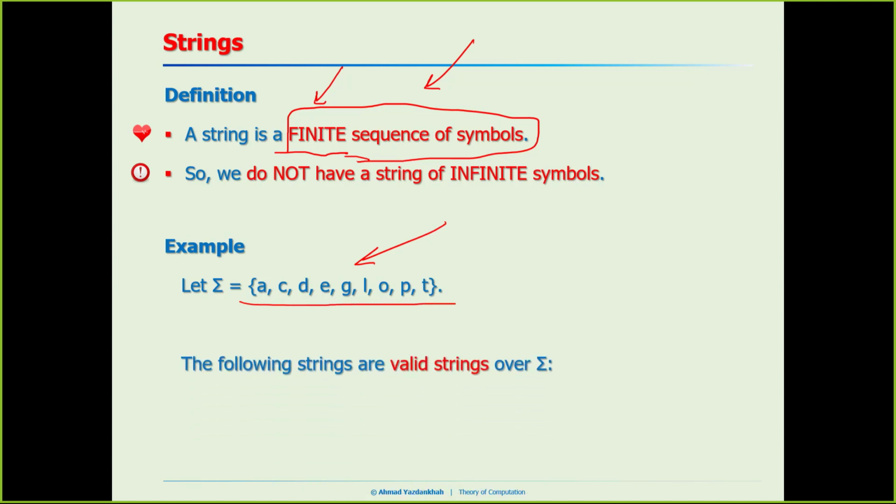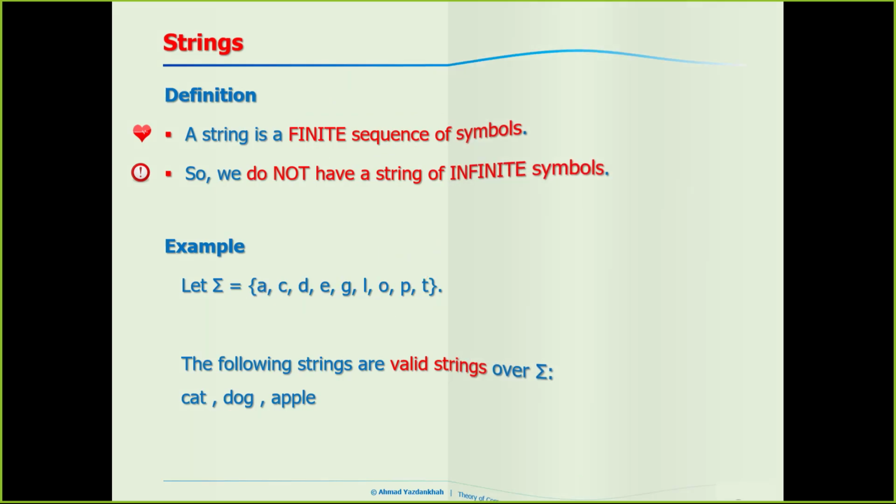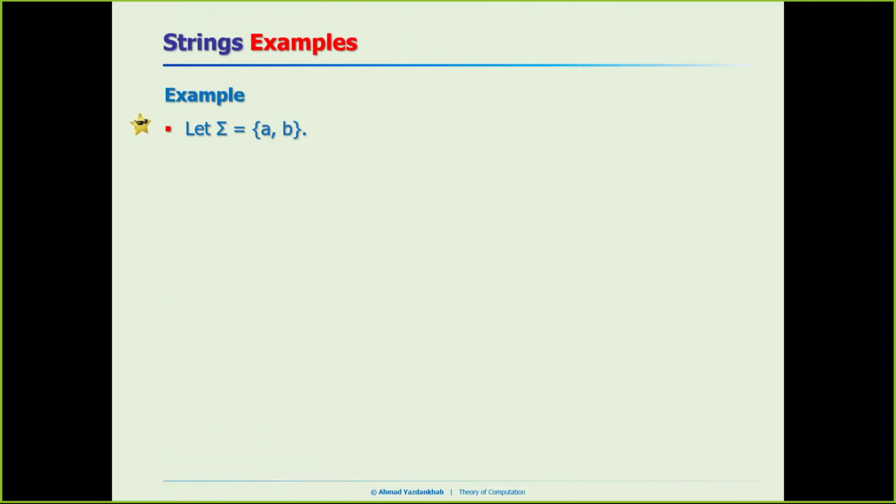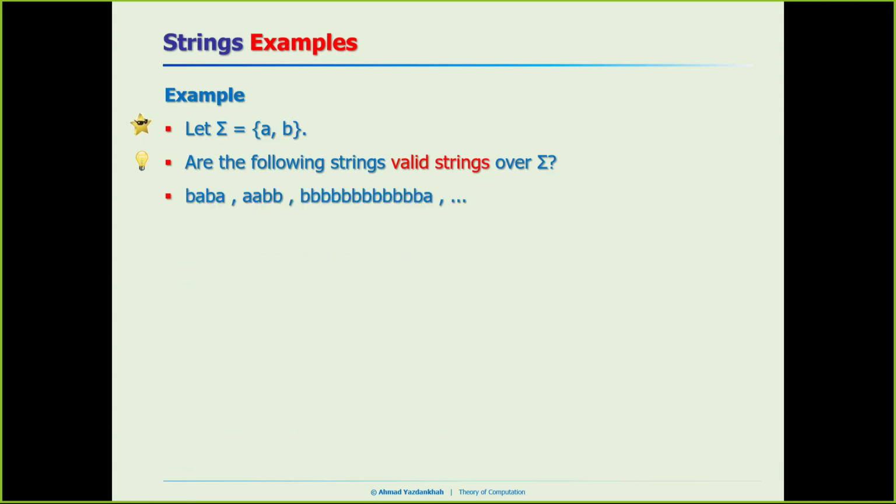Here is a valid string, cat, C-A-T, we have dog, D-O-G, we have apple, A-P-P-L-E. Yeah, so all of them are valid. Another example, we have our alphabet A and B. The question is, are the following strings valid? Okay, B-A-B-A. Any objection? AABB. Okay, so overall, do you have any objection on this? Are all of them valid?